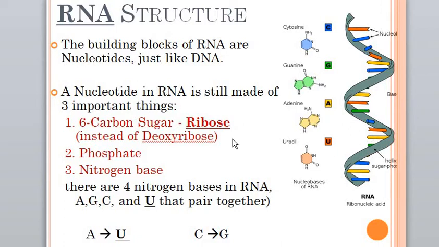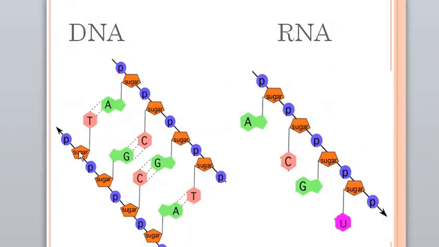It consists of ribose sugar, with 5 carbon atoms, and it has a phosphate group and a nitrogenous base. So the difference is the type of sugar and also the type of nitrogenous base. In the DNA, the type of sugar is deoxyribose, but in the RNA it is ribose sugar. Also, the nitrogenous bases in the DNA are A, G, C, T, but in RNA they are adenine, guanine, cytosine, uracil, with uracil instead of thymine.